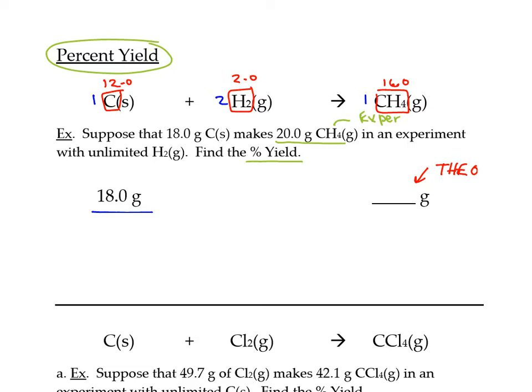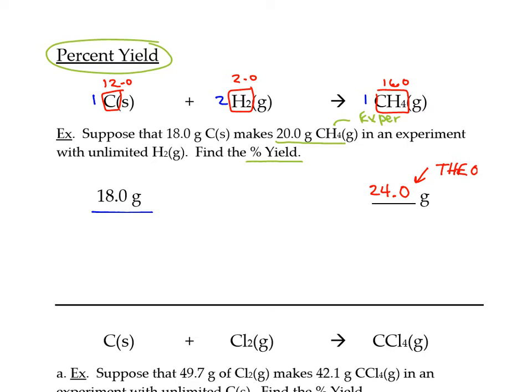Okay, so now we're going to use the big bridge. So remember what we do. We do 18 divided by 1 divided by 12 times 16 times 1. And we're going to get an answer of 24. So we're supposed to make 24 grams of methane. That's the theoretical. That's if everything goes perfectly, that's what we're supposed to make. But we only made 20.